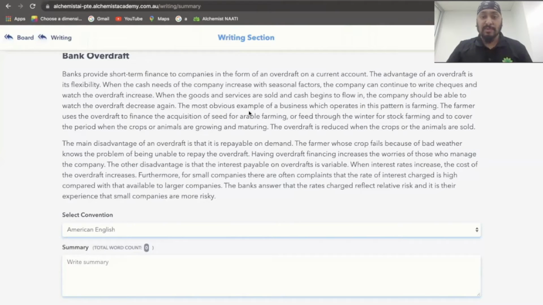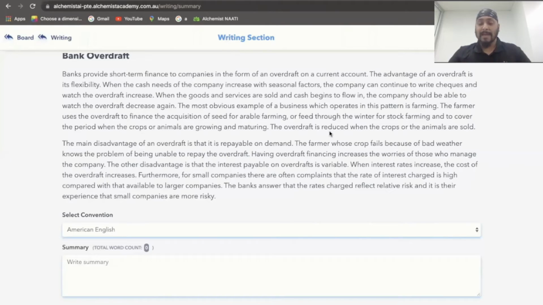The most obvious example for business which operates in this pattern is farming. Okay, now 2 things to remember. Usually we say don't include things from direct quotes. Usually try and avoid examples, but sometimes examples may be a part of a summary, and we'll have a look at how or why. The farmer uses the overdraft to finance the acquisition of seed for arable farming or feed through the winter for stock farming and to cover the period when the crops or animals are growing and maturing. The overdraft is reduced when the crops or the animals are sold.